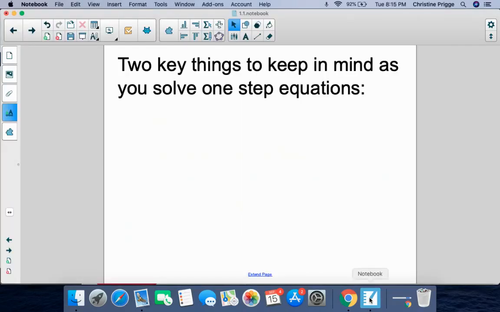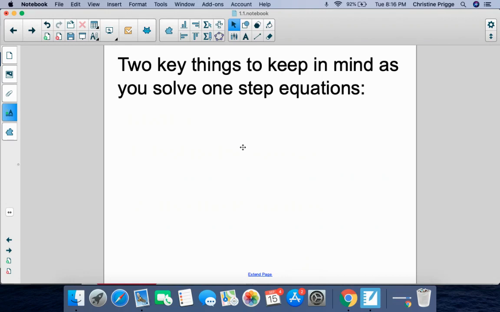Okay, so we are going to actually do some solving now. Let's make sure that you're on page 5, and we are going to do example 1. Example 1 is solving equations by addition and subtraction. There are 4 examples that we will work on. I just want you to remember 2 key things and keep this in mind as you solve these one-step equations.